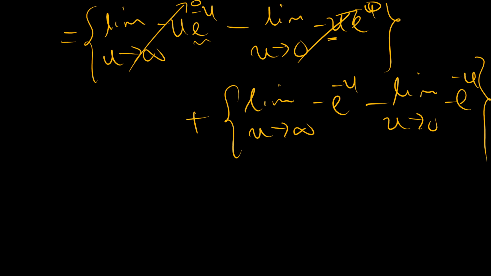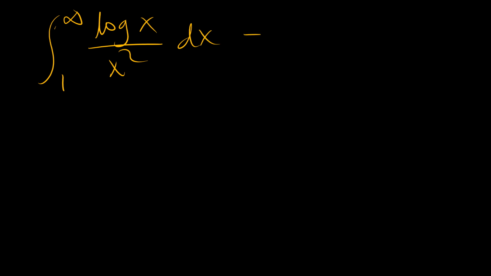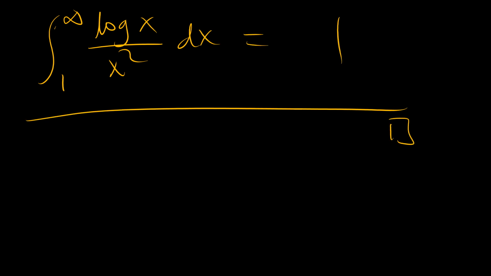Here as u tends to 0, this part goes to 0, so this term tends to 0. And here as u tends to 0, e to the power negative u tends to e to the 0, which is 1, so this is negative 1. And so our answer becomes 0 minus minus 1, which is positive 1. So in other words, our integral from 1 to infinity of the natural logarithm of x over x squared equals 1. And that is the expected answer.